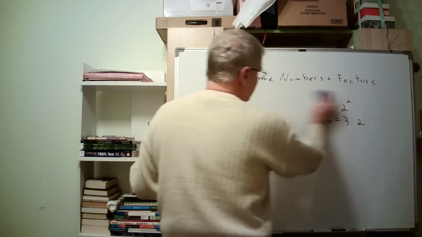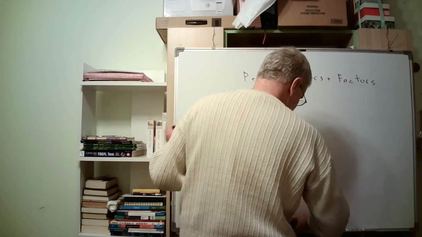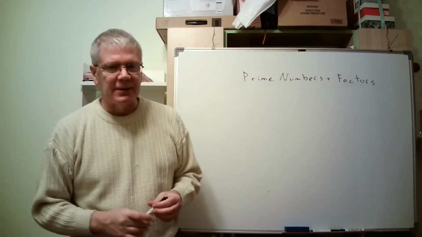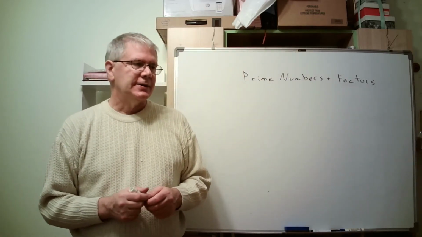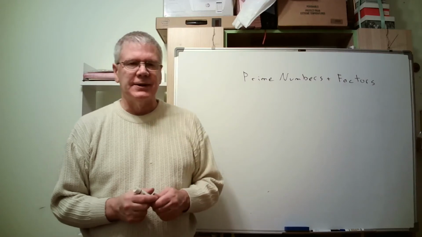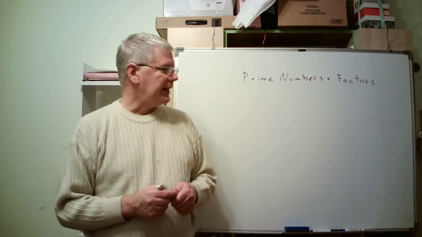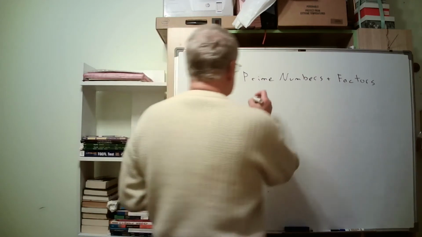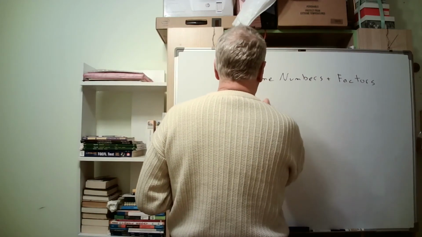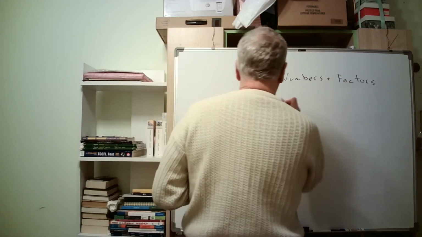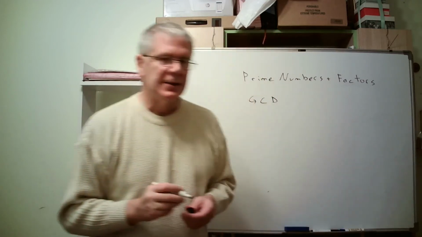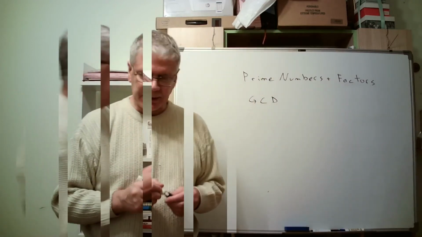So that's the least common multiple, and sometimes in a math class the problem is just to find that. Sometimes you need to do it for other reasons, such as adding fractions. So the greatest common divisor is the largest number that divides 2 numbers.